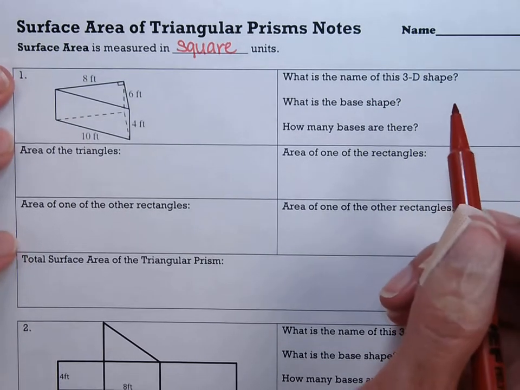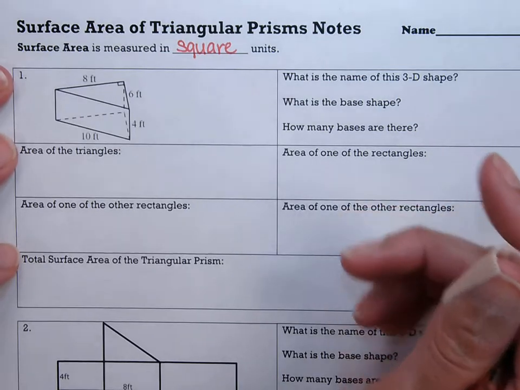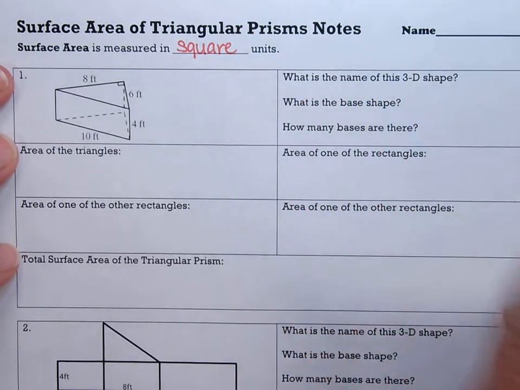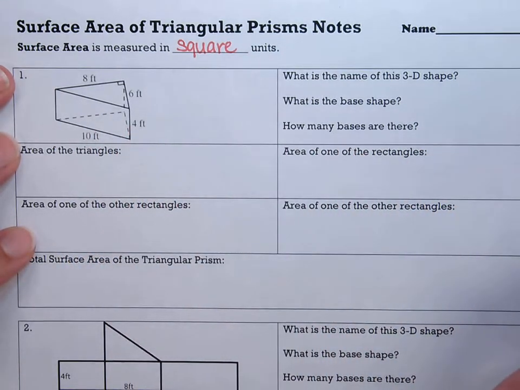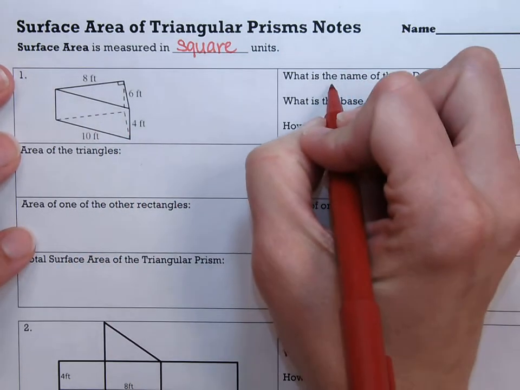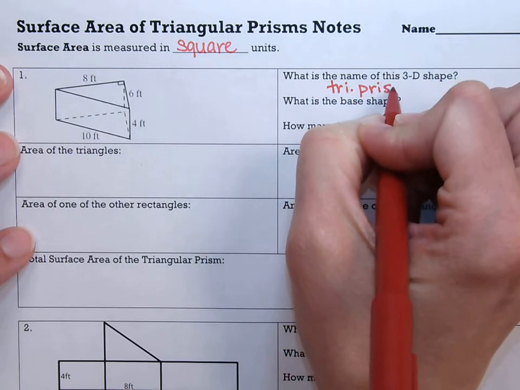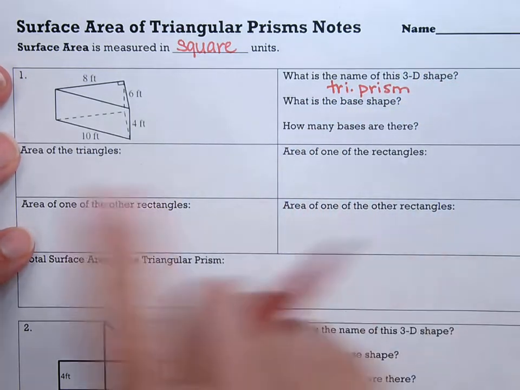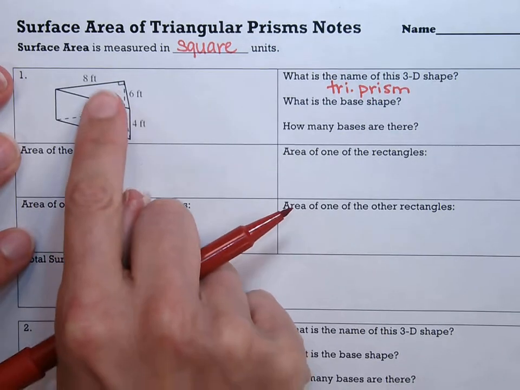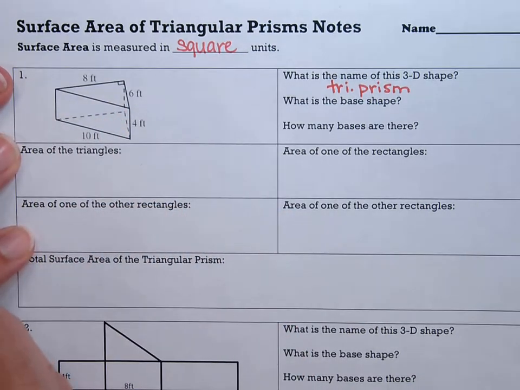Anyway, so let's take a look at your surface area of triangular prism notes. First, we're going to look at what is the three-dimensional name of this object. Well, obviously, if these are triangular prisms, the three-dimensional name is going to be a triangular prism. So why is it a triangular prism? Well, it is a triangular prism because it has two triangular bases and the rest of the sides are rectangles.